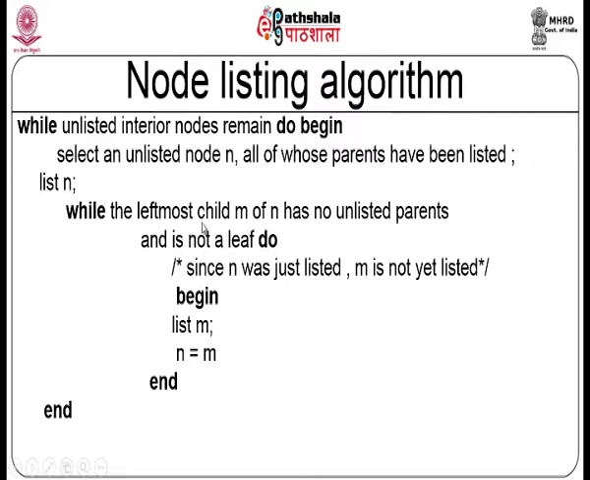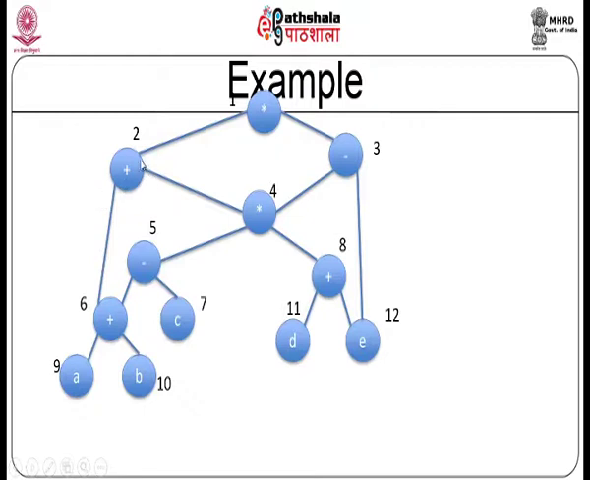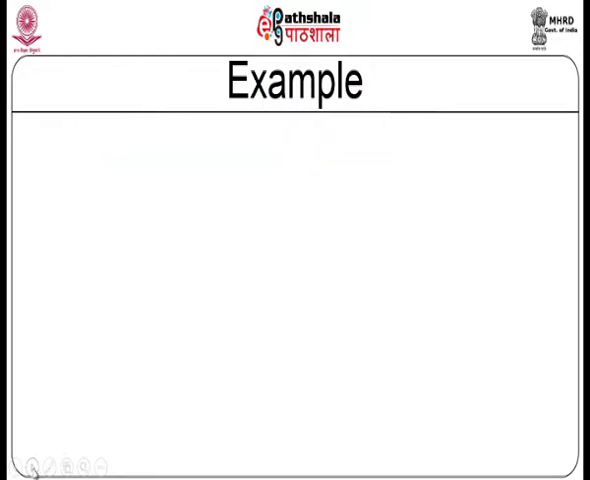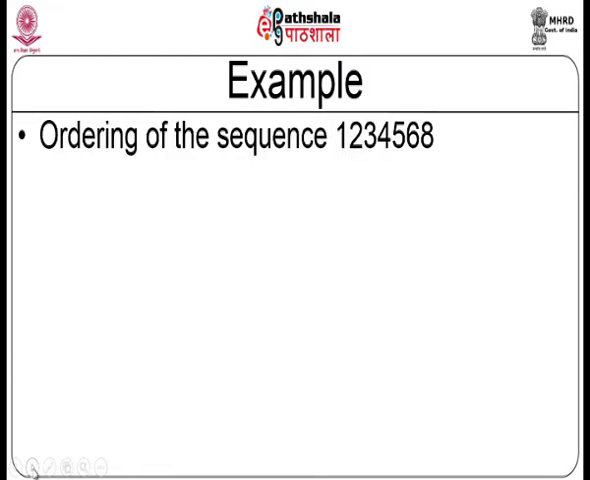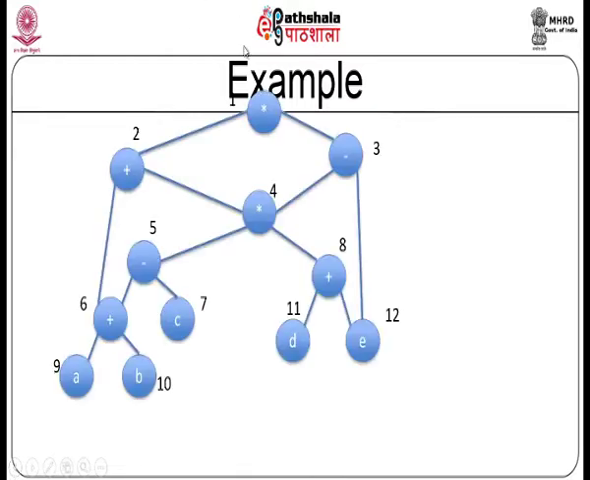So while the leftmost child m of n has no unlisted parents and is not a leaf, you list m. So then you will choose n equal to m. So you will start with this as my root. Okay, this as my root I have to start. So if I continue like that, I will end up with a sequence as 1, 2, 3, 4, 5, 6 and 8. Which is nothing but I will list this first and then this.